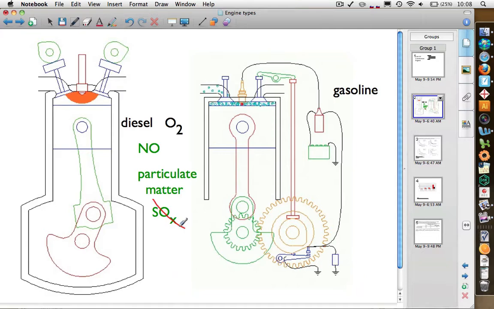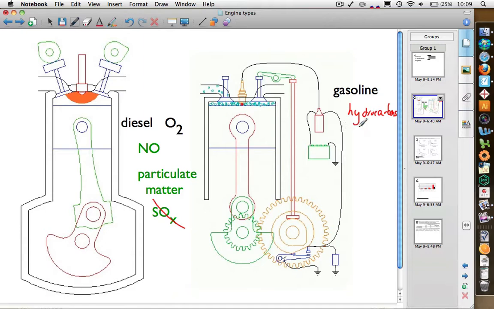Okay, in contrast with gasoline, we have less NOx, less particulate matter, and less SOx, but gasoline itself as a molecule tends to vaporize more easily, so we have more hydrocarbons. And remember, hydrocarbons are another important molecule in the formation of smog.